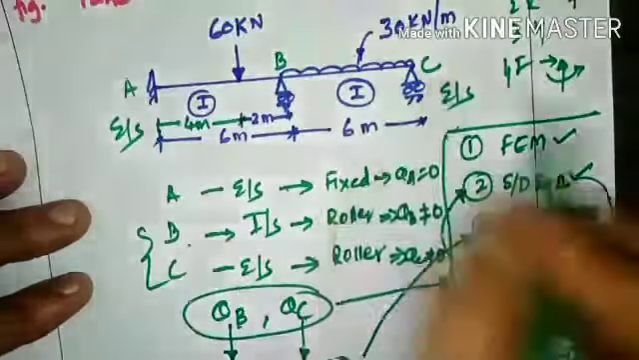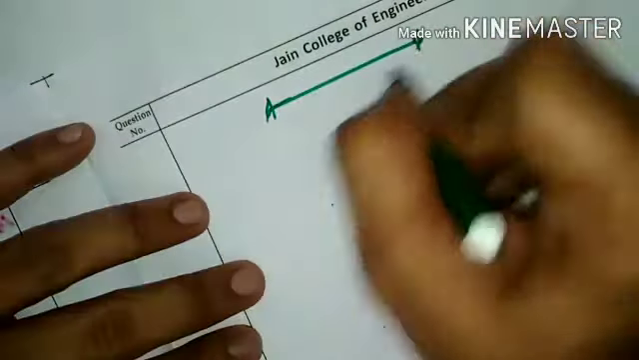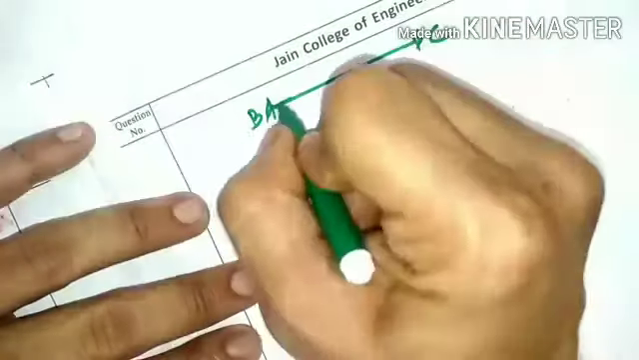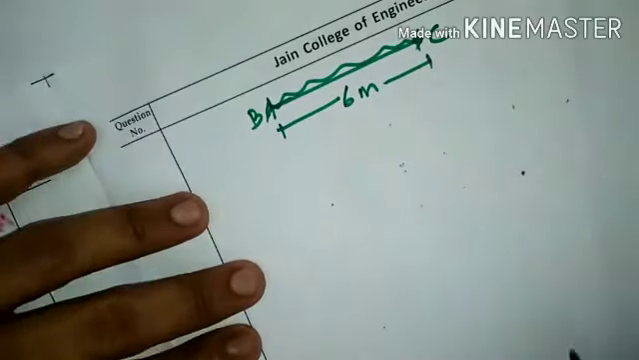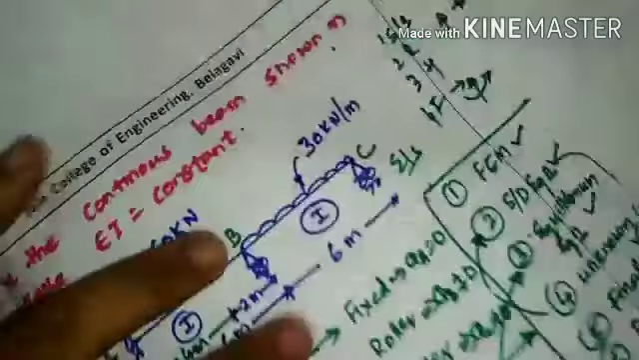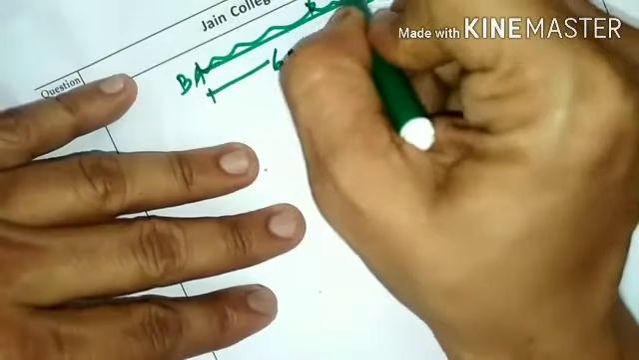Next we will move to the region B to C. If I move to region B to C, I should redraw this diagram of B and C. Put a UDL here. The total span of the beam is again 6 meter. The magnitude of the UDL is 30, so 30 kilonewton per meter.